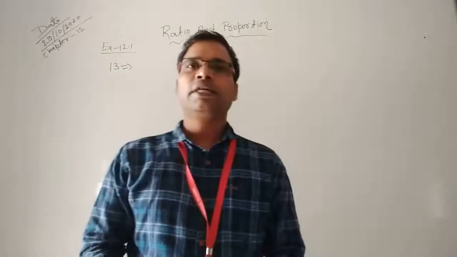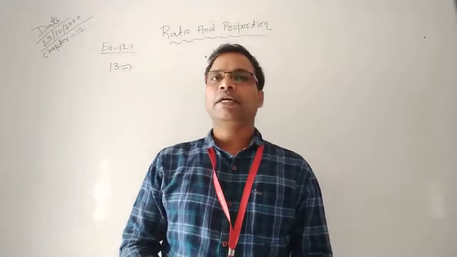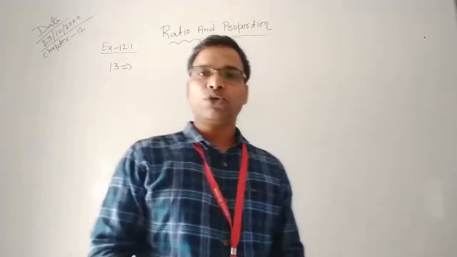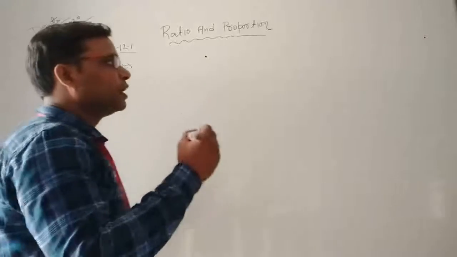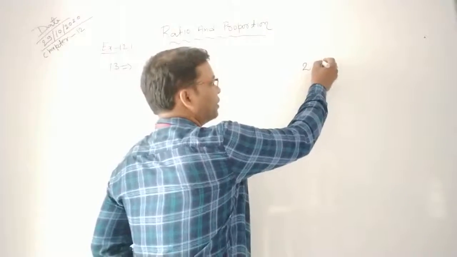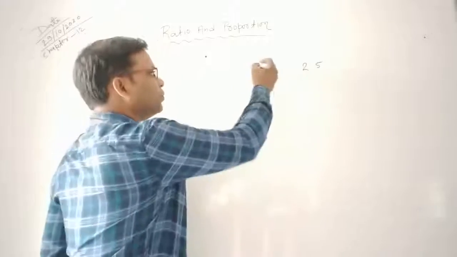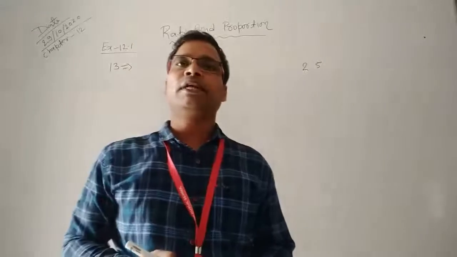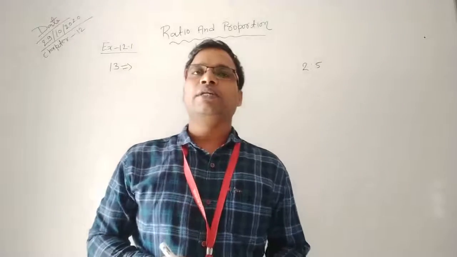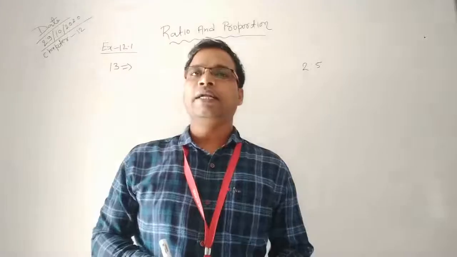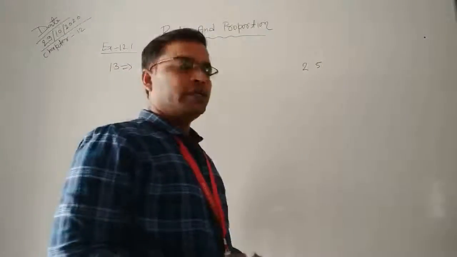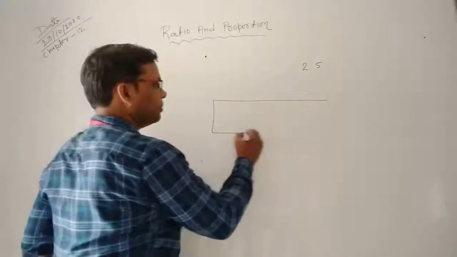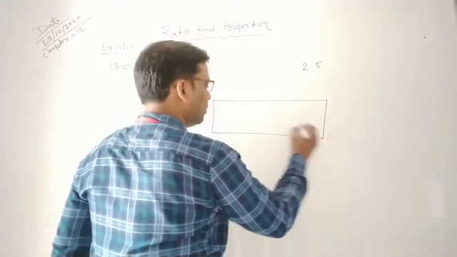In this question, consider the statement: the ratio of the breadth and length of a hull is 2:5. This is given here, 2:5, the ratio of breadth to length of a hull. Complete the following table that shows some possible breadths and lengths of the hull. So this is the given table. We need to complete it.